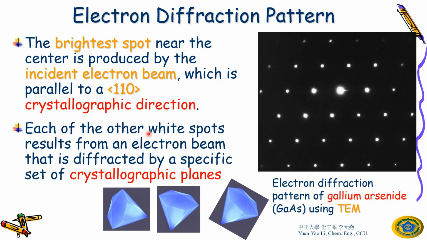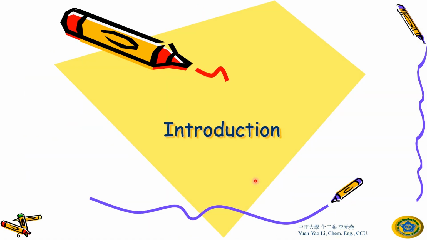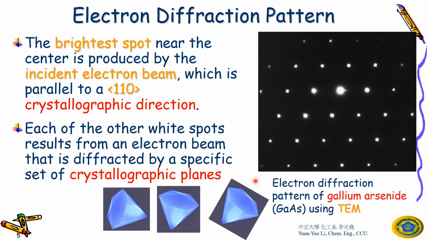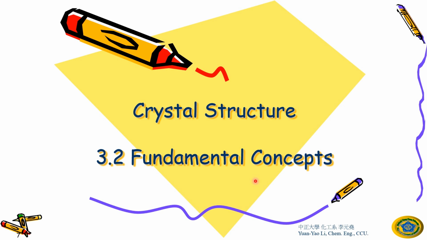Okay, each of the other white spots results from the electron beams that are deflected by a specific set of crystallographic planes. So you can have different directions, you can have different planes. Okay, but this is a long story. I will leave this for the next weeks. But let's start from the introduction.